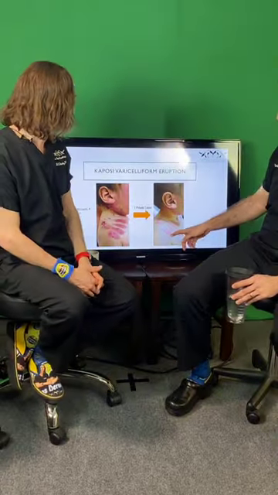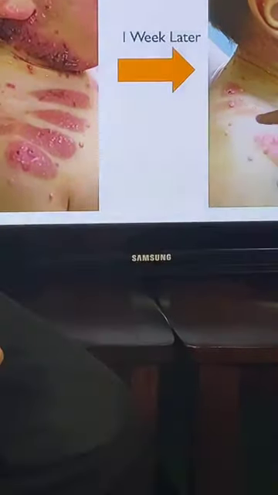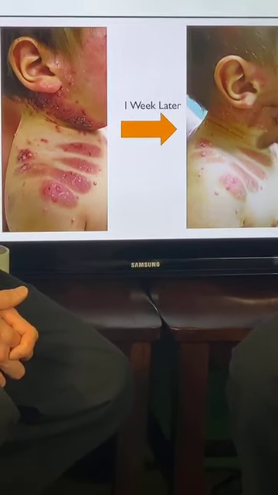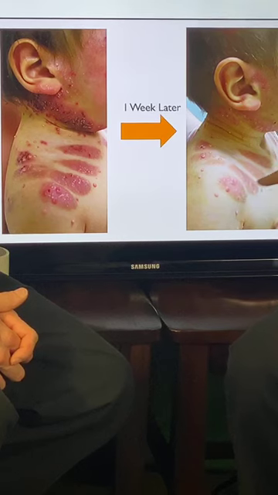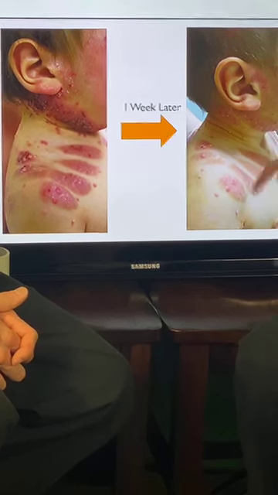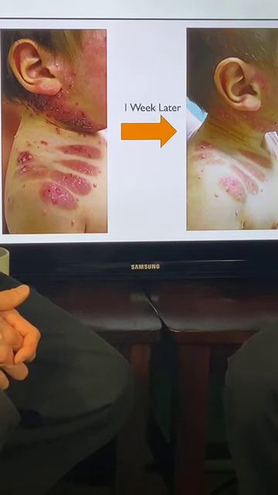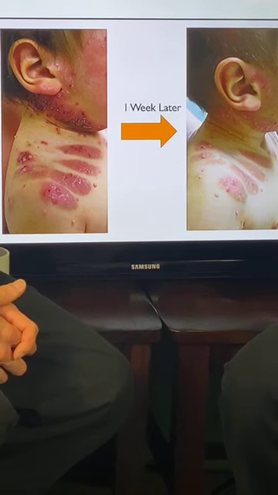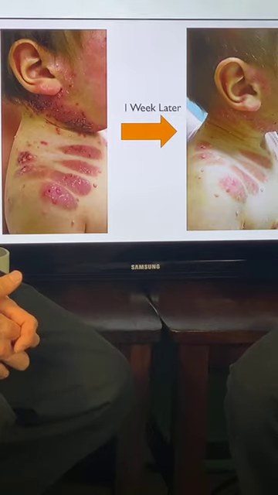I was curious, Dr. Greenberg, these pretty well demarcated linear erythematous plaques, was there a contact dermatitis component? Were there band-aids or something else that kind of gave this picture of these areas? Yeah, I'm not sure. I'm not sure what that was or why, but it was a bizarre presentation.